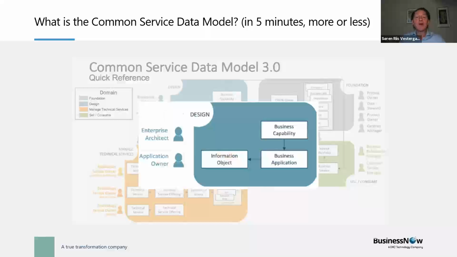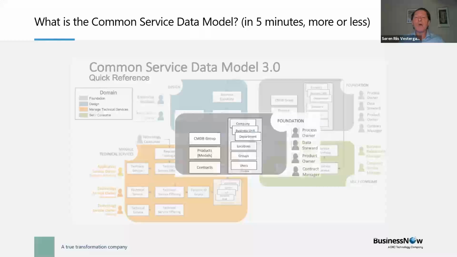And then we have the most strategic perspective of the model, which is the enterprise architect view here, the design view, where we have the business, what the business actually does, the business capabilities represented, supported by business applications, and the databases and information related to the business applications.